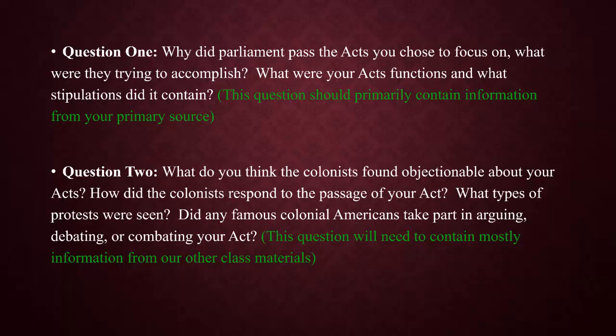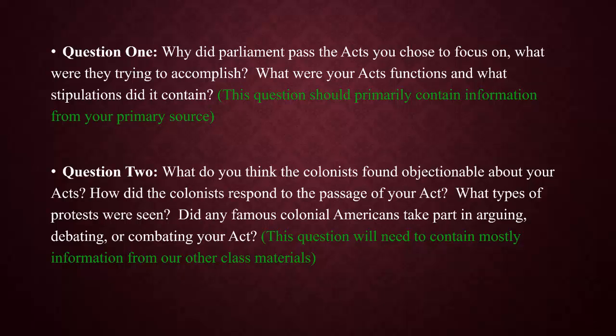All right, looking at our primary source documents for this week, you had the choice of picking two of them. For the first question, we focused on why Parliament passed the Act and what they were trying to accomplish. For question number two, we looked at what the colonists found objectionable about the acts, how they responded, and if there are any famous colonial Americans who took part, and so on and so forth.